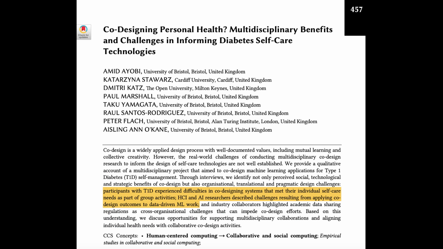Firstly, participants with type 1 diabetes experienced difficulties in co-designing systems that met their individual self-care needs as part of co-design activities. Secondly, HCI researchers and data scientists found it challenging to apply co-design outcomes to data-driven machine learning activities. These key findings informed our work on exploring computation notebooks as co-design tools.